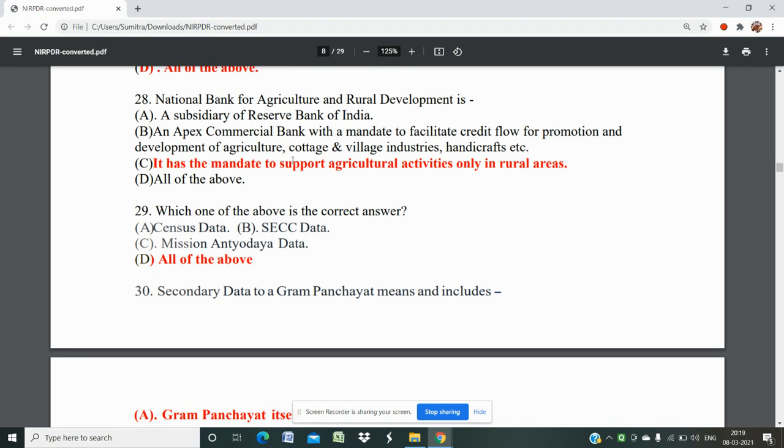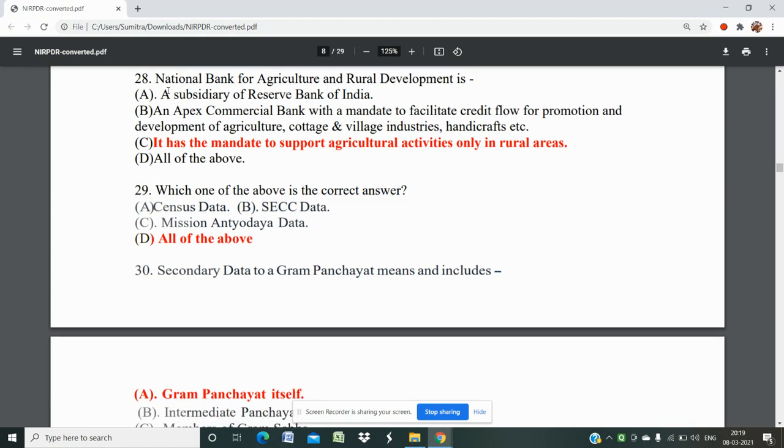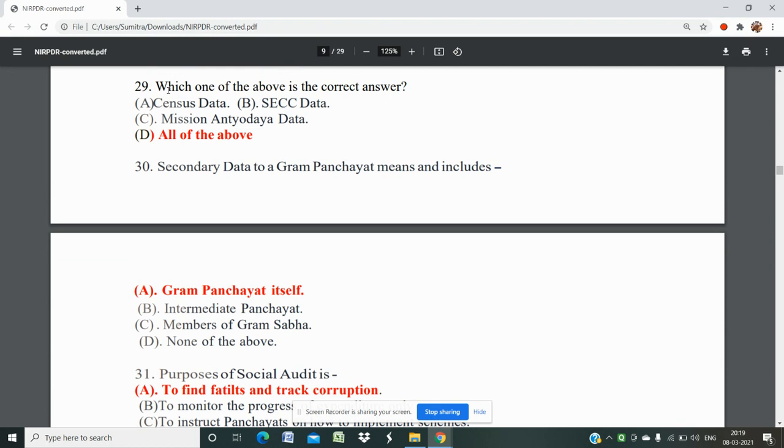So just read the question. If you got the answer, then comment to me. Then question number 29. Which one of the four above is the correct answer? This is the question which I think is about census data, SECC data, just like the Election Commission and other such data. It's all of the above are correct.